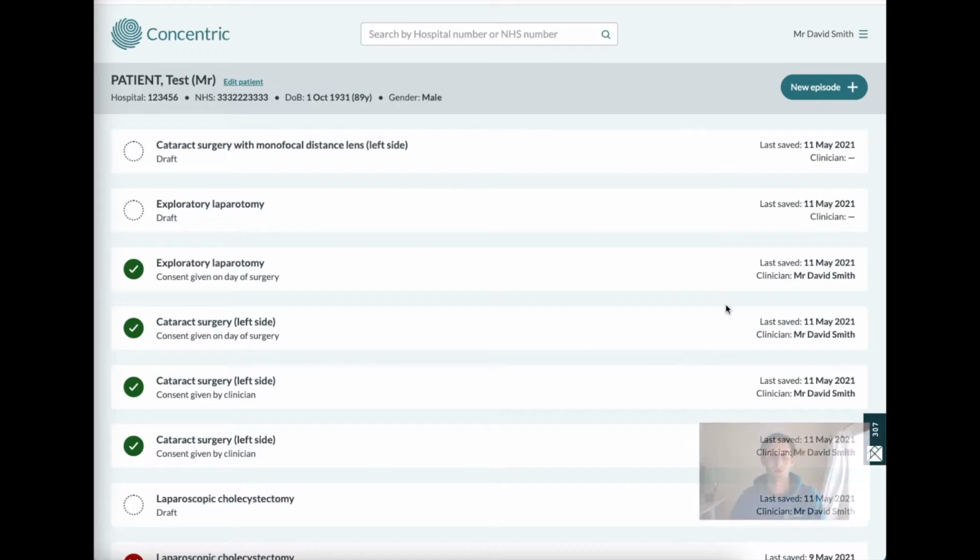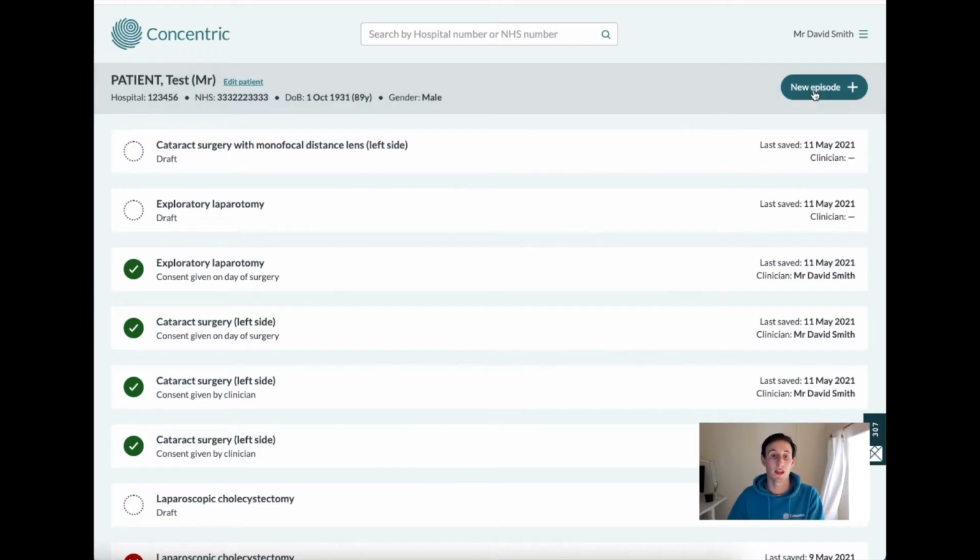Capacity assessments and the relevant information for a best interest decision can be documented, with appropriate pathways depending on whether there's a legal power of attorney in place or not. Our aim has been to create a simple flow that guides you through the process without being too different to the Concentric process that you're used to.